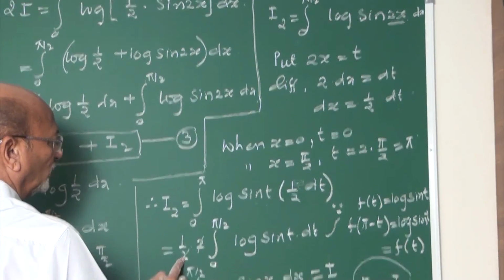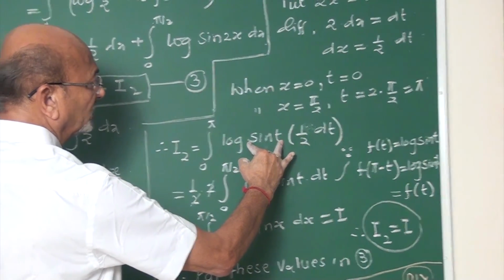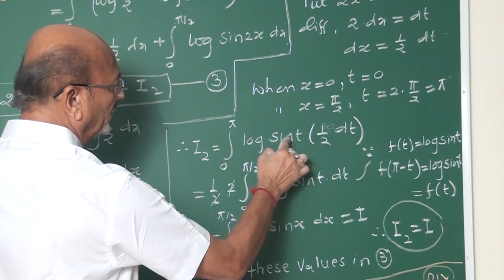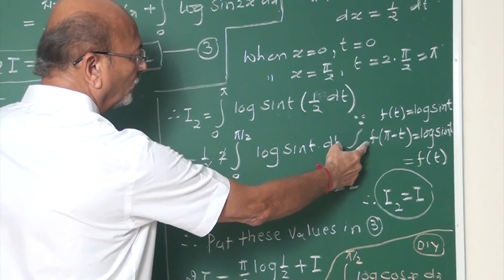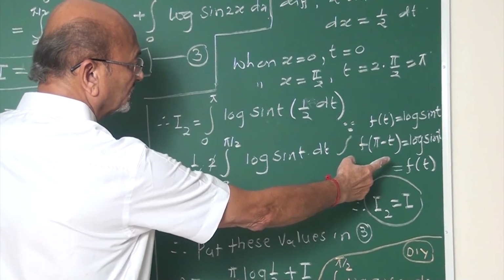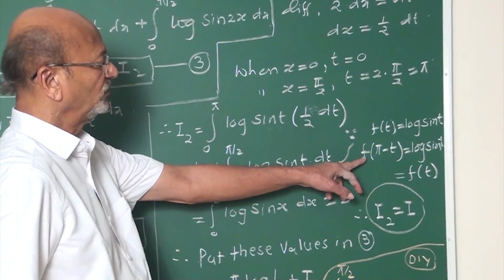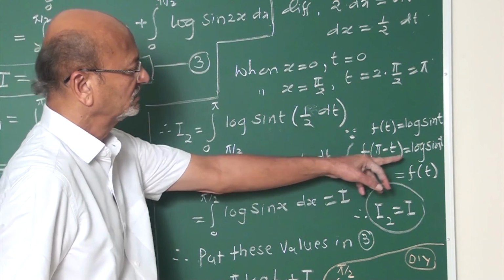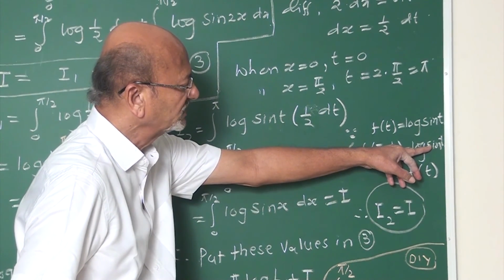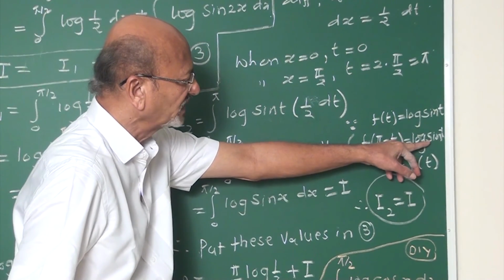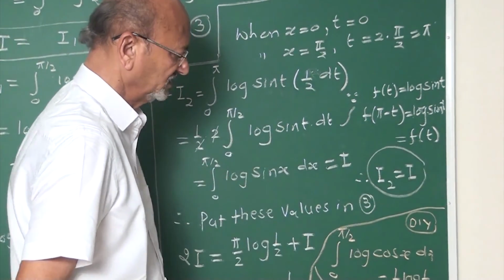Half we take outside. Now, what is sin of pi minus t? It is the same sin t itself. So f of 2a minus x is f of x, that's the sixth property. Because f of pi minus t is log sin of pi minus t, which is again log sin t. So it is f of t.